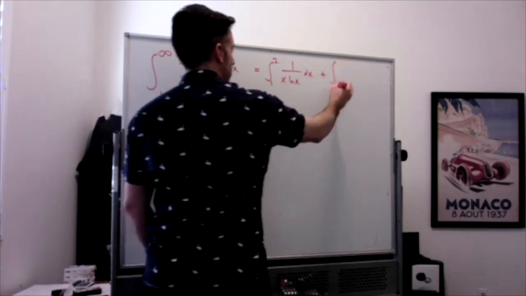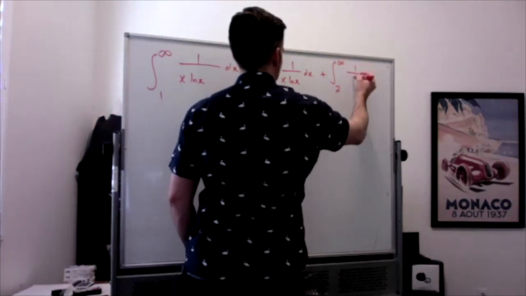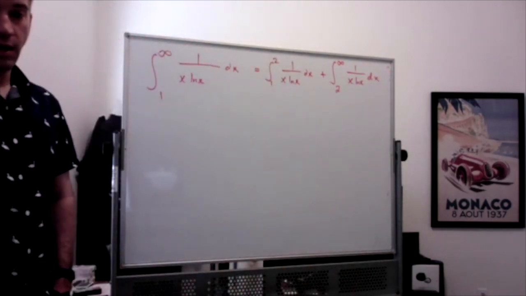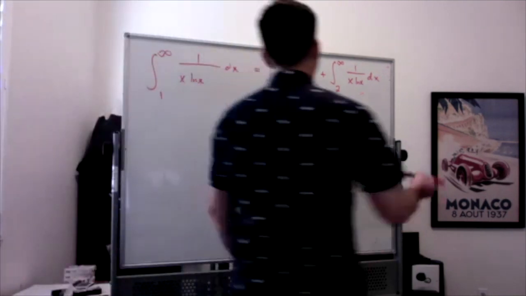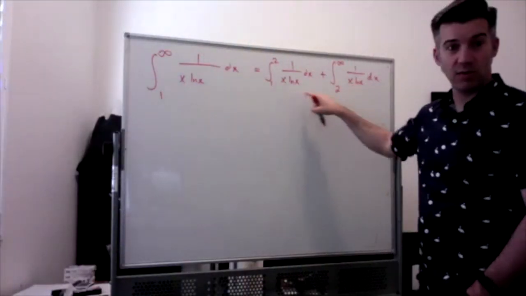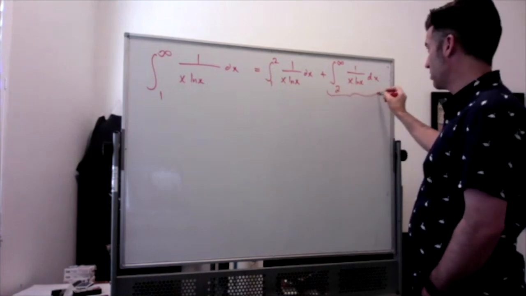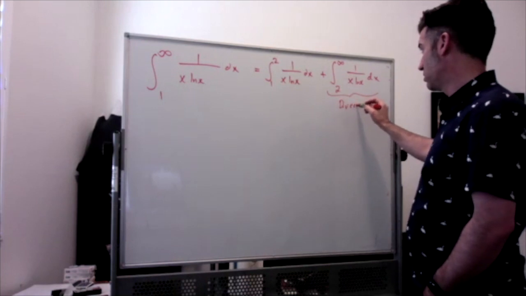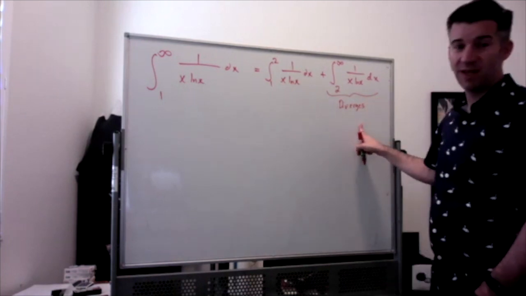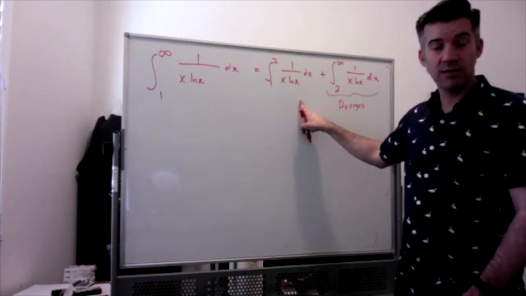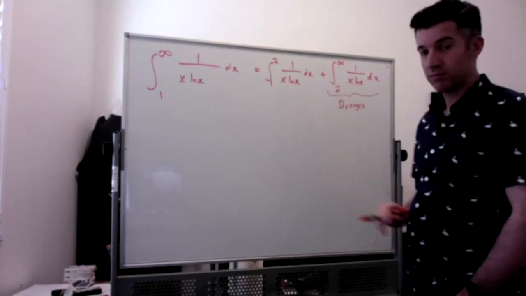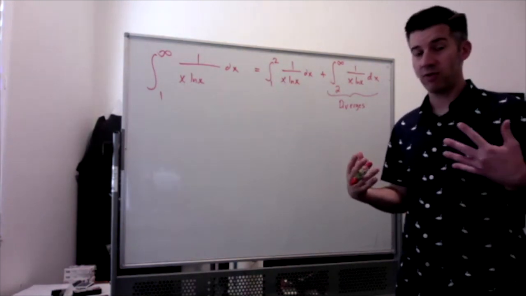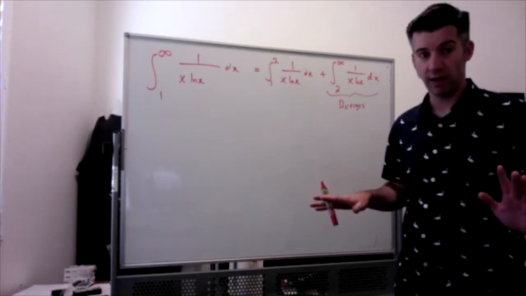Plus the integral from 2 to infinity of 1 over x natural log of x. I'm not going to write all the same work out, but you can pick either one to work on first. I'm going to pick this one. From the work on the other side of the board, we know that this integral diverges. Since this diverges, it does not matter what this does. The whole thing is divergent. So if you have an integral that you have to break up into multiple parts, if one part diverges, you are done. The whole thing diverges.